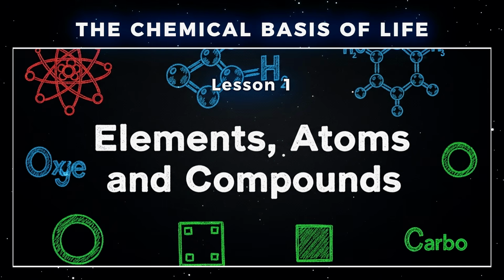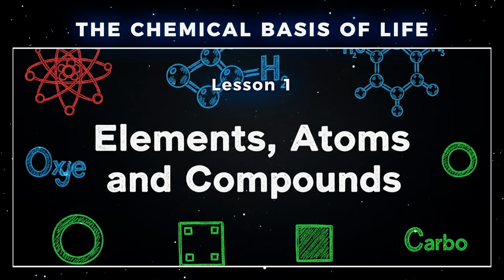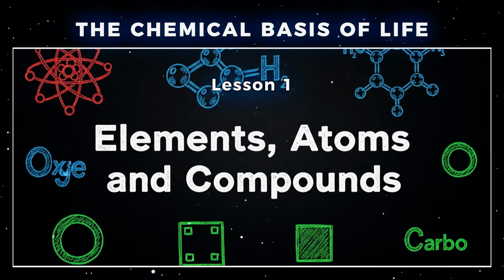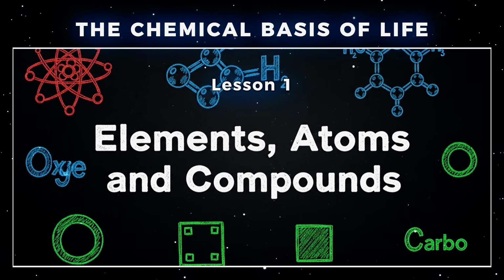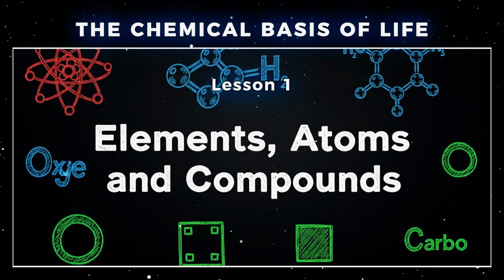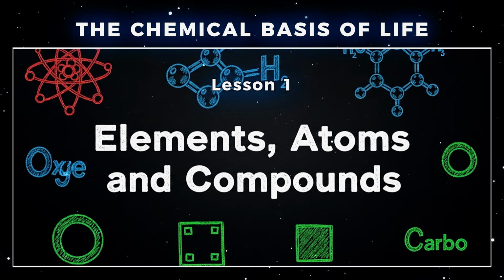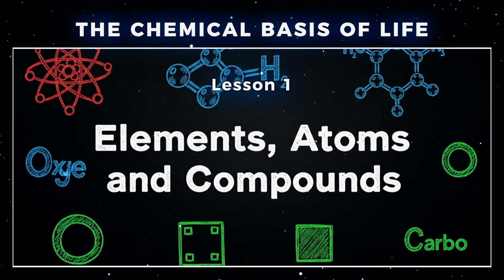While there are 92 naturally occurring elements on the periodic table, the vast majority of life is constructed from a surprisingly narrow palette. In fact, if we were to look at your own body, nearly 96% of your mass is comprised of just 4 elements: oxygen, carbon, hydrogen, and nitrogen. These are the big 4, the primary colors of the biological world.